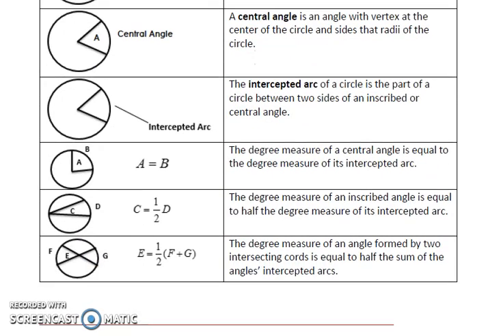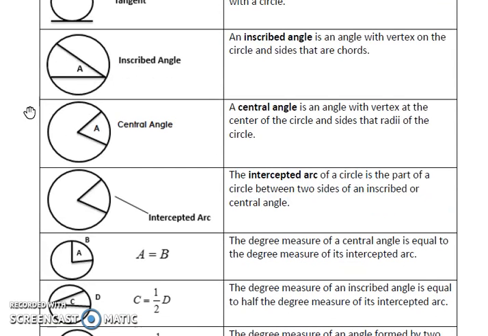The intercepted arc of a circle is the part of a circle between 2 sides of an inscribed or central angle. So this right here is the intercepted arc because it's the part of the circle that lies between the 2 sides of the central angle. Going back to this inscribed angle here, this part would be an intercepted arc because it's the part of the circle that's between the sides of the inscribed angle.